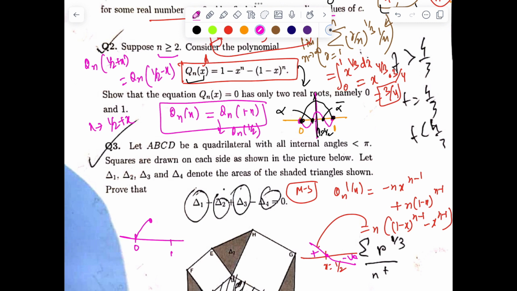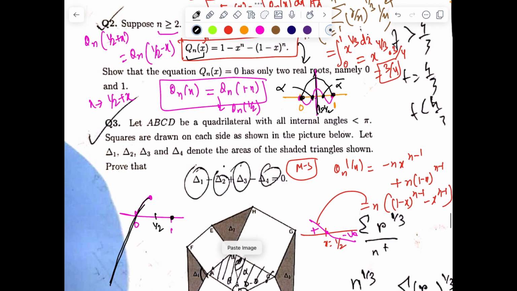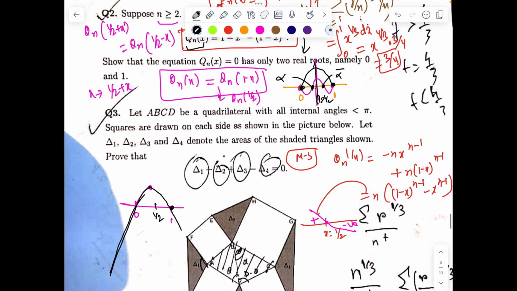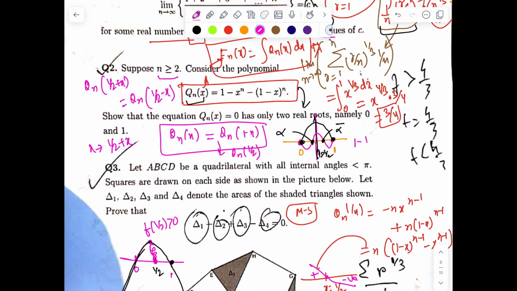So the function is increasing from 0 to half, right, and the function is decreasing from half to infinity. So the function is strictly increasing from minus infinity to here, and decreasing from half to infinity, because we have only one critical point. And at half, it's not difficult to see the value of the function will be positive.